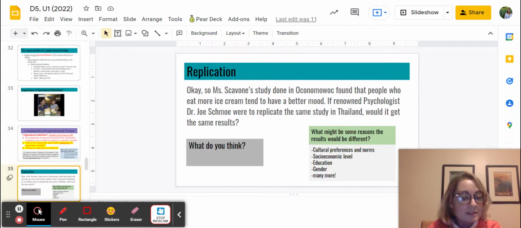And we know that sometimes they might not, because you think of different cultural preferences and norms, socioeconomic status, education levels, gender. We know there's plenty of things that might cause there to be different results. But this is why it's really important to replicate research. Does this only hold true to one particular population?